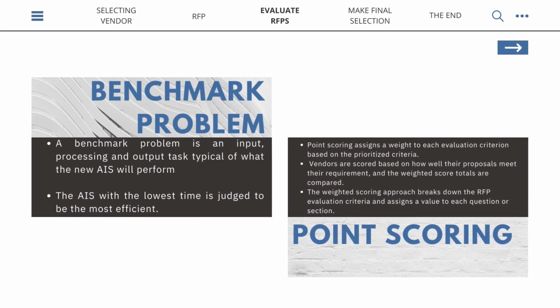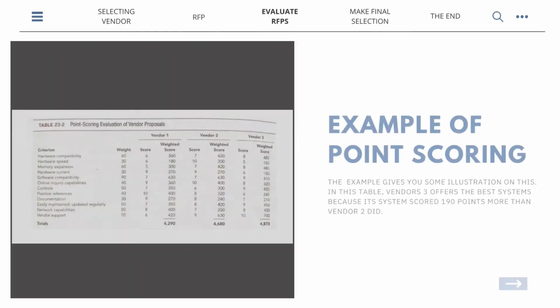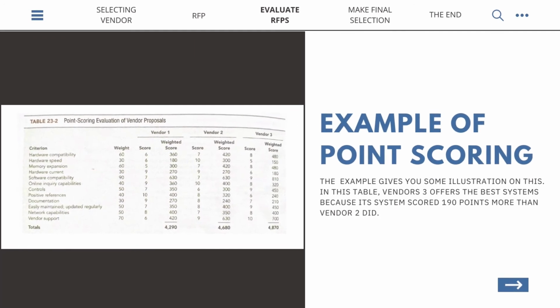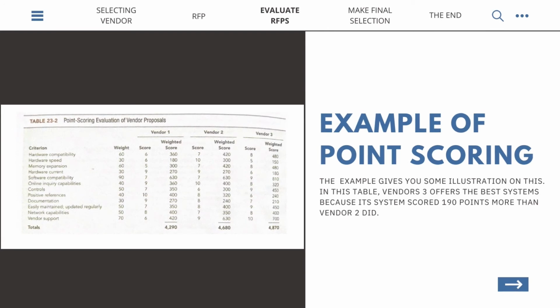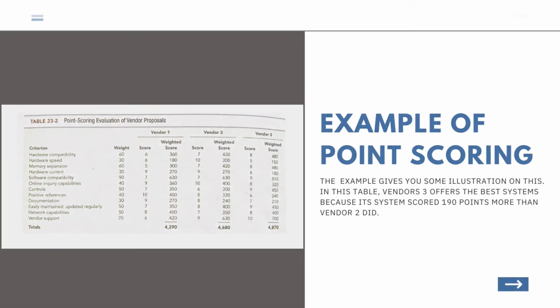The weighted scoring approach breaks down your RFP evaluation criteria and assigns a value to each question or section. For example, your RFP criteria may consider questions of technical expertise, capabilities, data security, HR policies, and diversity and sustainability. Weighted scoring prioritizes the criteria that are most important to the business by assigning them a point or percentage value. This example gives you some illustration on this. In this table, Vendor 3 offers the best system because its system scored 190 points more than Vendor 2 did.